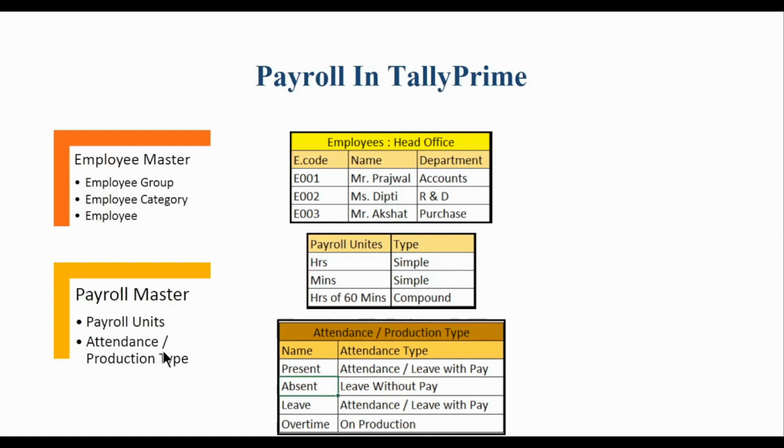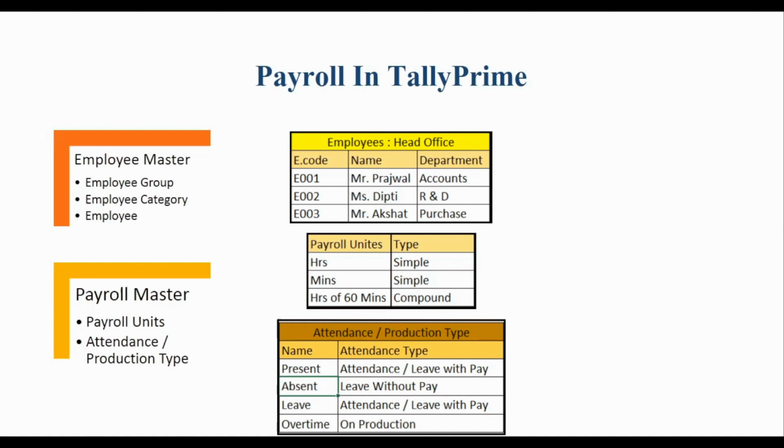Also we have created attendance type or production type. We have created present, absent, leave and overtime. These 4 attendance types we have created with their respective attendance type. If the employee remains absent, he will not get paid. So it is leave without pay. For present and leave, attendance will be marked as present and the payment will be given for that day.